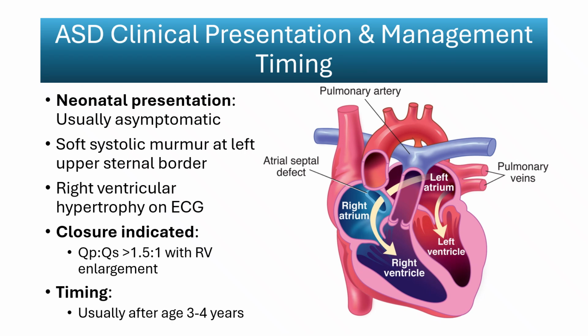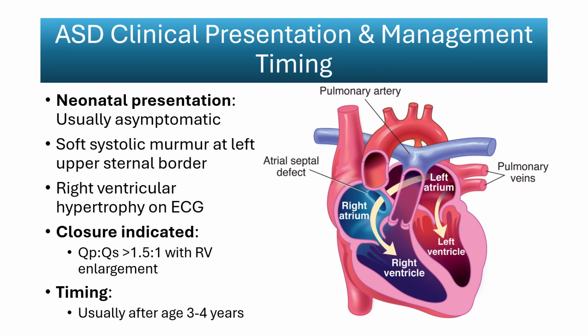Infants are usually asymptomatic, and findings are often incidental during routine evaluation. On auscultation, a soft systolic ejection murmur may be heard at the left upper sternal border, generated by increased flow across the pulmonic valve, rather than turbulence through the defect itself. Electrocardiography may reveal right ventricular hypertrophy, a reflection of chronic right-sided volume loading rather than pressure overload. These features distinguish ASDs from ventricular-level shunts, which more readily produce congestive heart failure in early infancy.